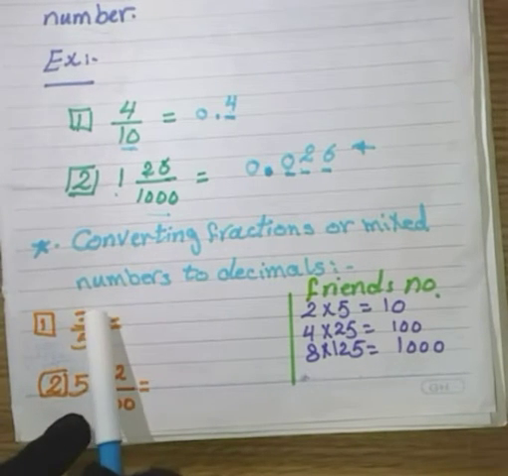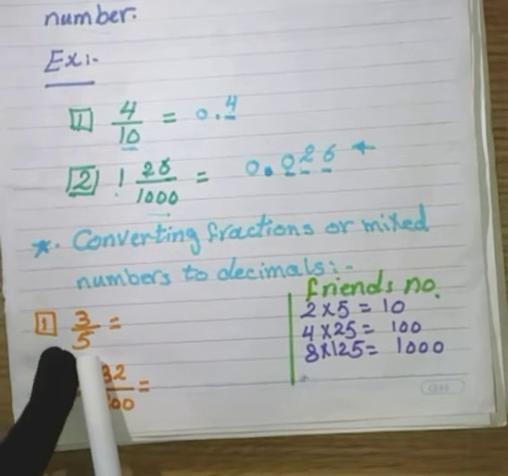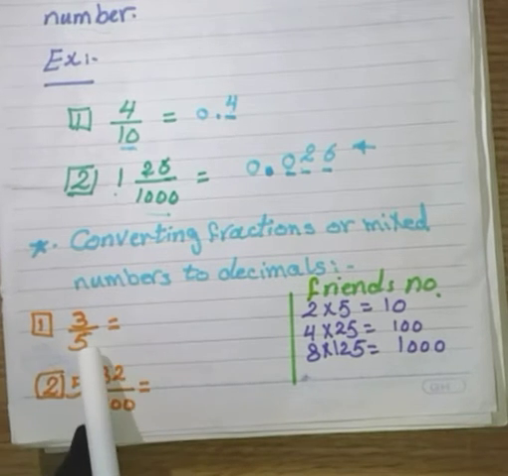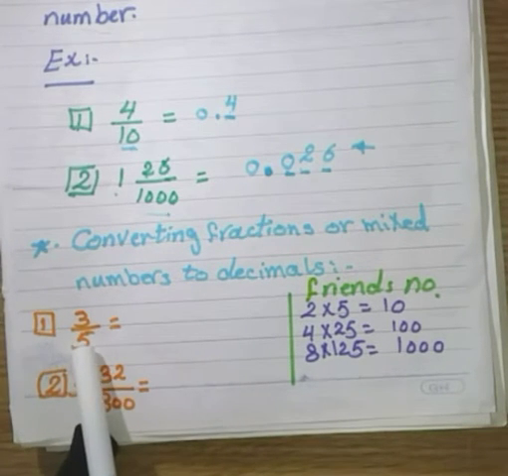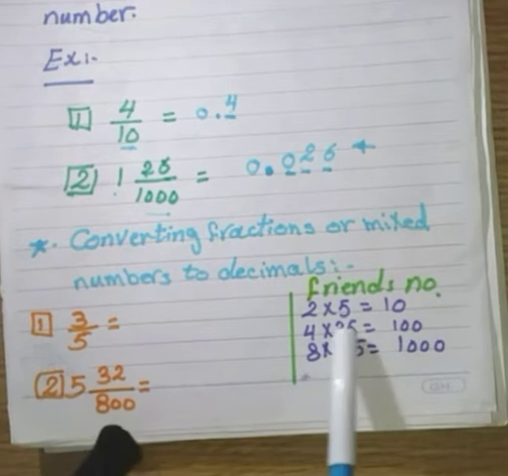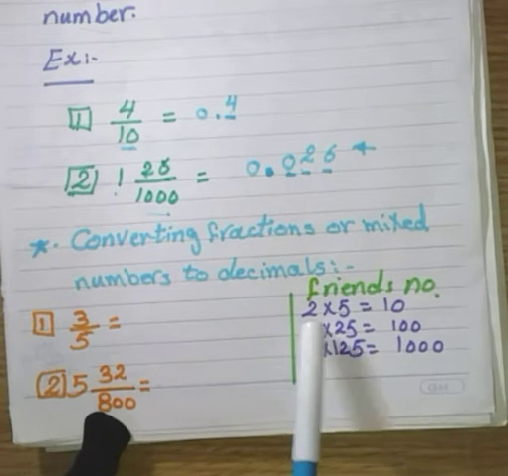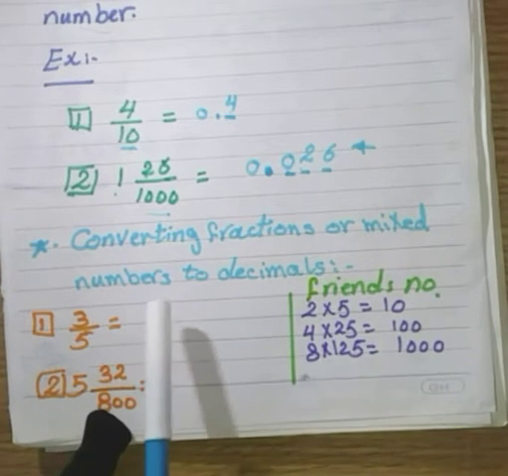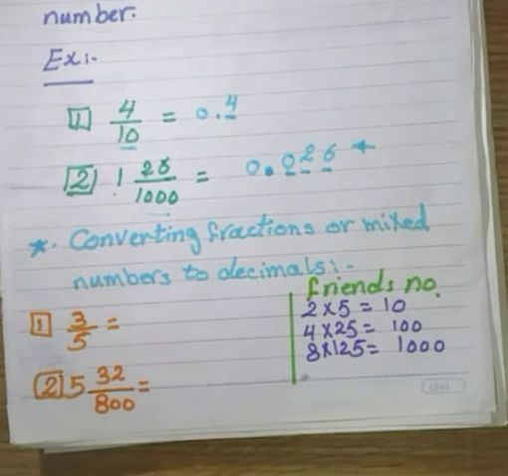So here I have 3 over 5. We will look down at my denominator. My denominator here is 5. The friend number of 5 here is 2, which means I have to multiply up and down by 2.